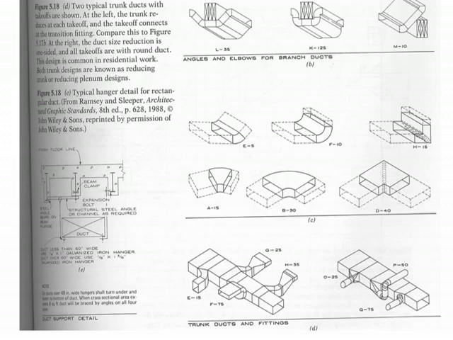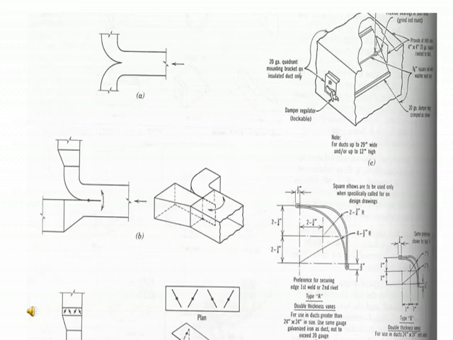In the air diffuser unit, when the air passes through, the air can be circulated and can come out through the air diffuser.